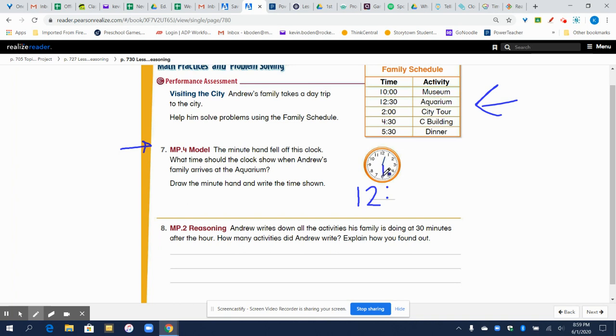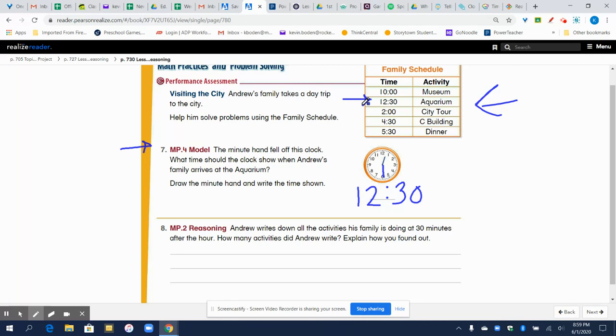And that's the big hand. So make sure it's pretty long. So now it's 12:30. And look up here. They're going to be at the aquarium at 12:30. So that's what time they should arrive. What time should the clock show when Andrew's family arrives at the aquarium? 12:30. Great job. Now I'm going to jump down to number 8.